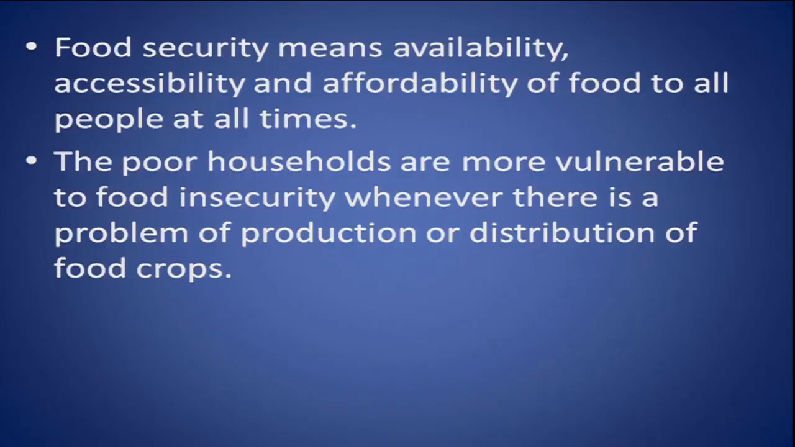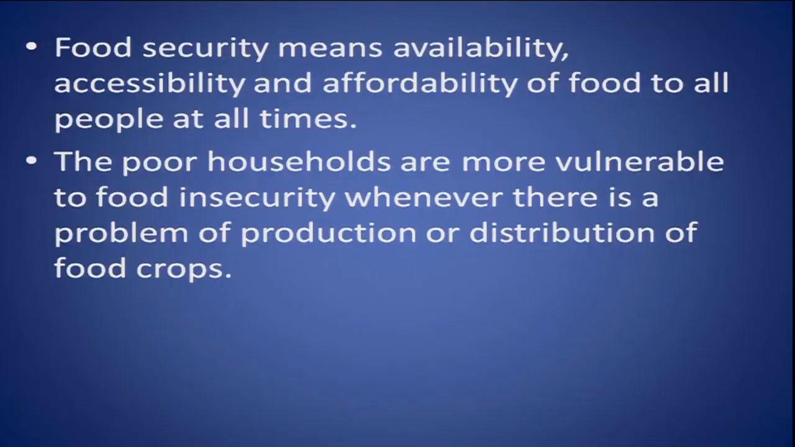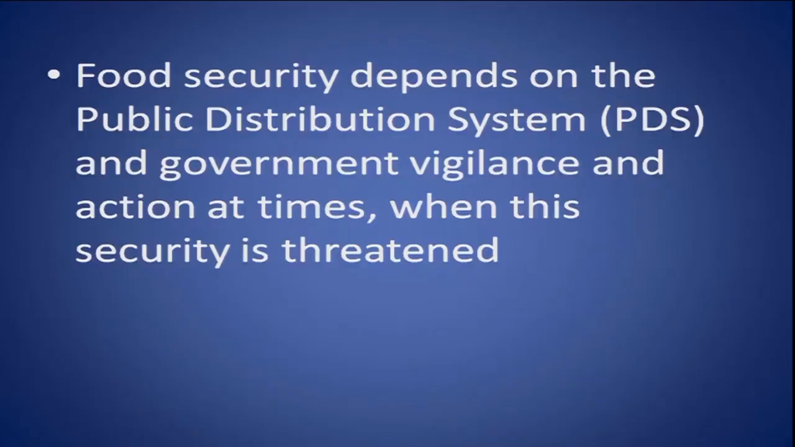So, food security means availability, accessibility and affordability of food to all people at all times. People are not getting food properly in our country. So, it should be available to them, accessible to them, and affordable to them also. Generally, poor households are more vulnerable to food insecurity, and that is when there is a problem of production and distribution of food crops. The distribution of food crops depends upon the public distribution system, that is PDS, and government vigilance and action at times.